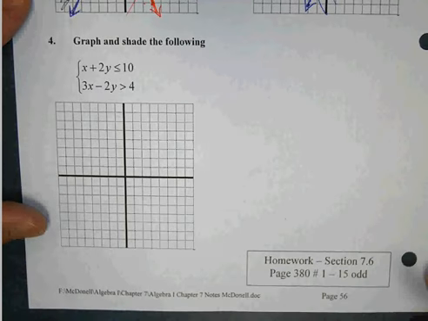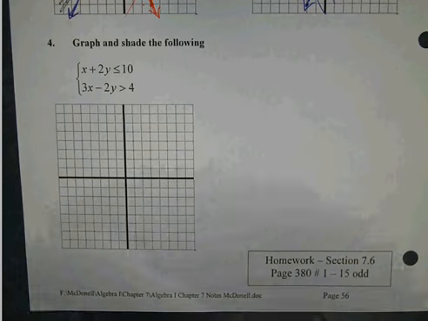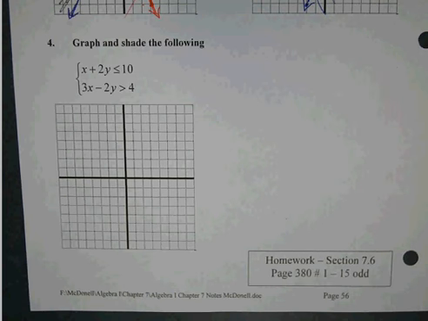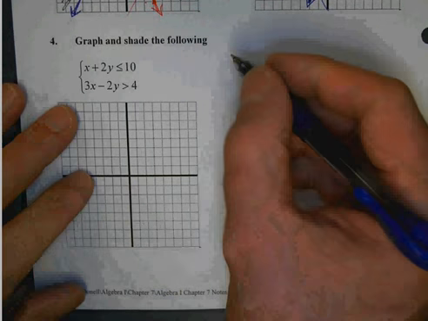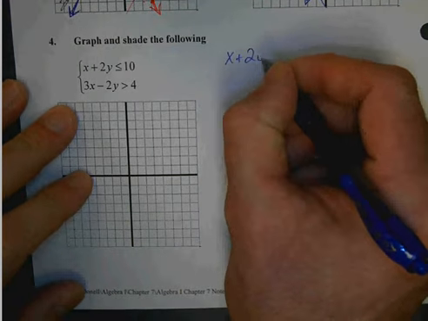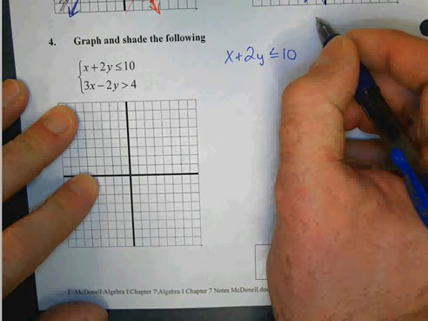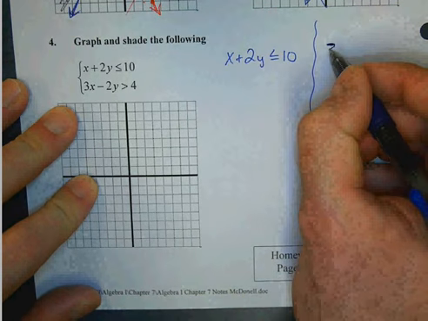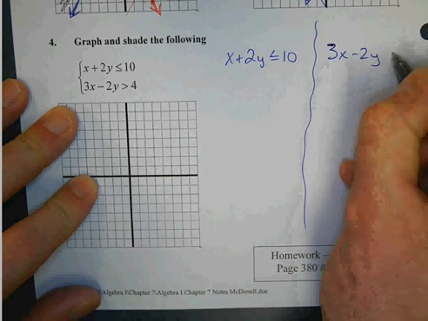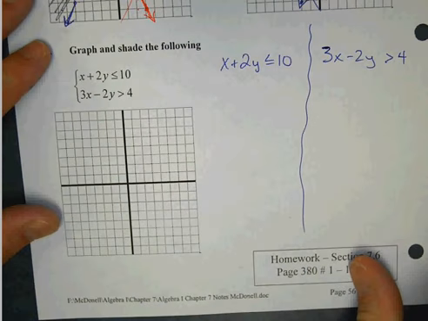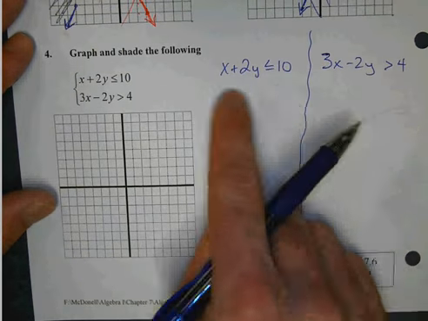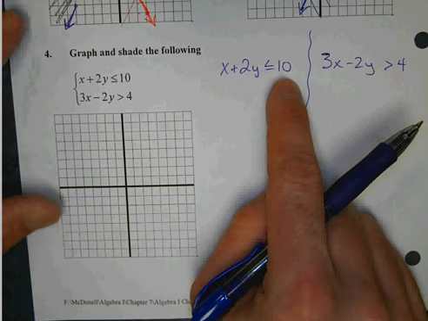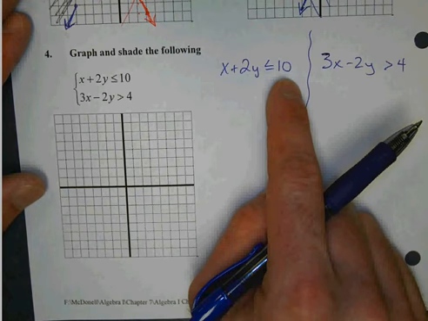All right, down here at the bottom. What's different about this? What do we have to do before we even do any kind of graphing? All right, so we have that space out to the right. X plus 2y is less than or equal to 10. 3x minus 2y is greater than 4. Who can help me solve this left-hand side one and get that one solved for y? Can we start out with that one?